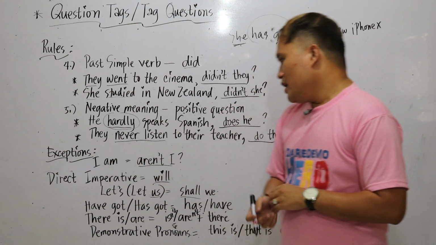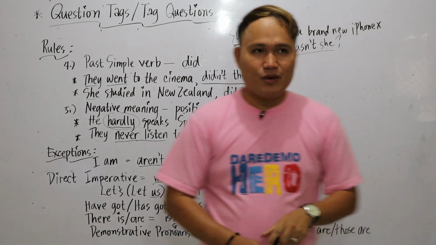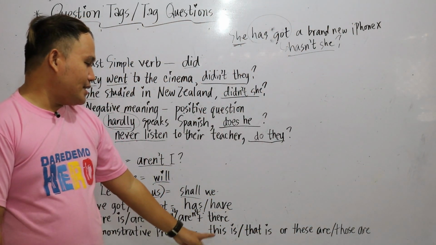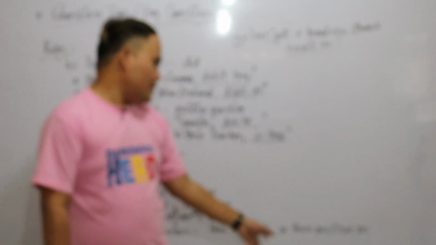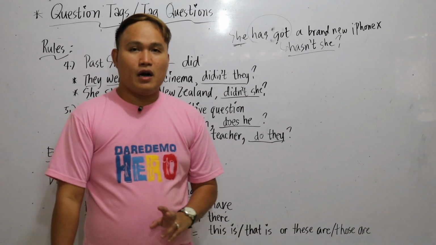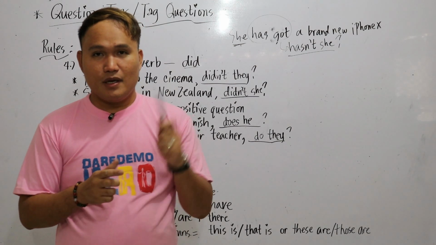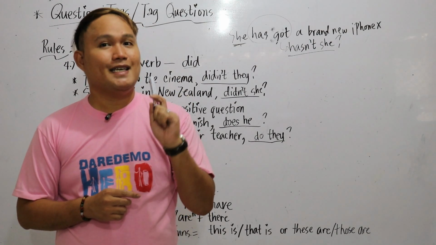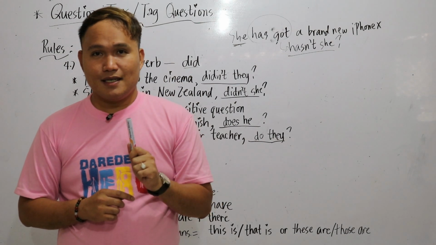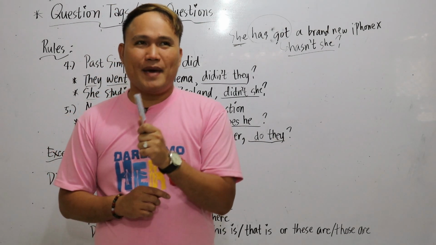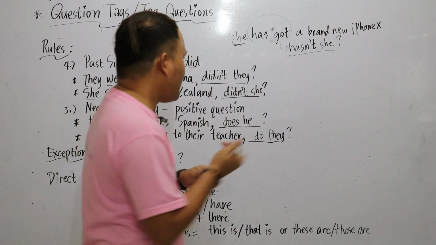Let's have the last exception, which is when we use demonstrative pronouns like this is or that is, and these are or those are. For example, this is my pen. Our tag question should be isn't it? You don't say this is my pen, isn't this? That's wrong. Let me write it down for you.